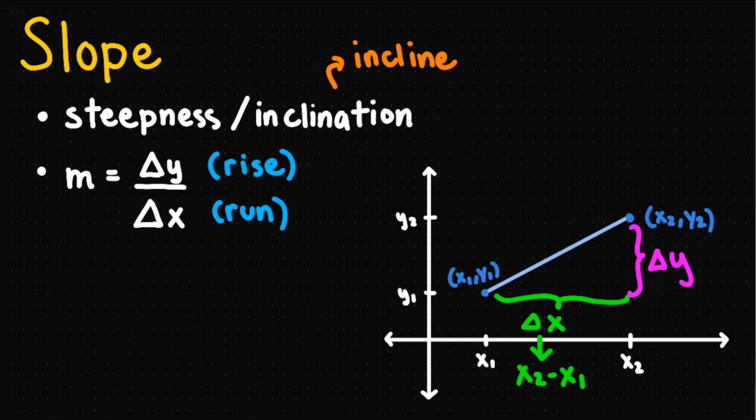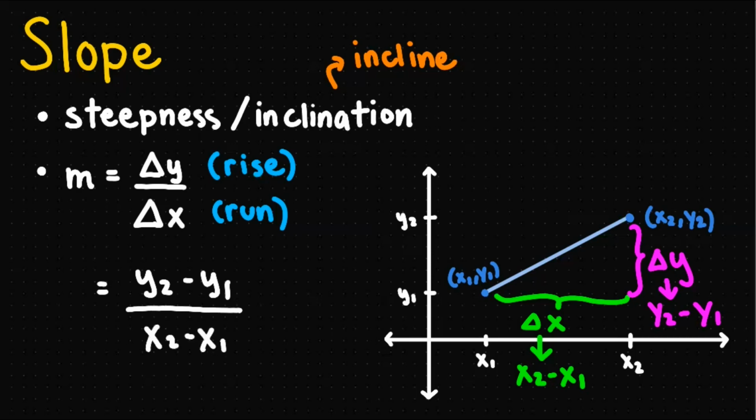With similar reasoning, the change in y is given by y sub 2 minus y sub 1. So applying this to our formula, the change in y is given by y sub 2 minus y sub 1 all over the change in x, which is given by x sub 2 minus x sub 1. And this is the formula that we'll be using later on in solving for the slope given 2 points.